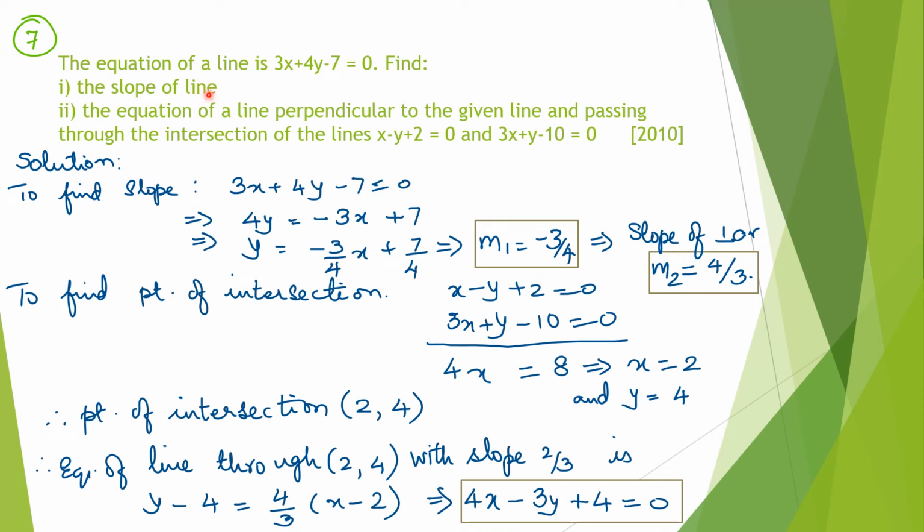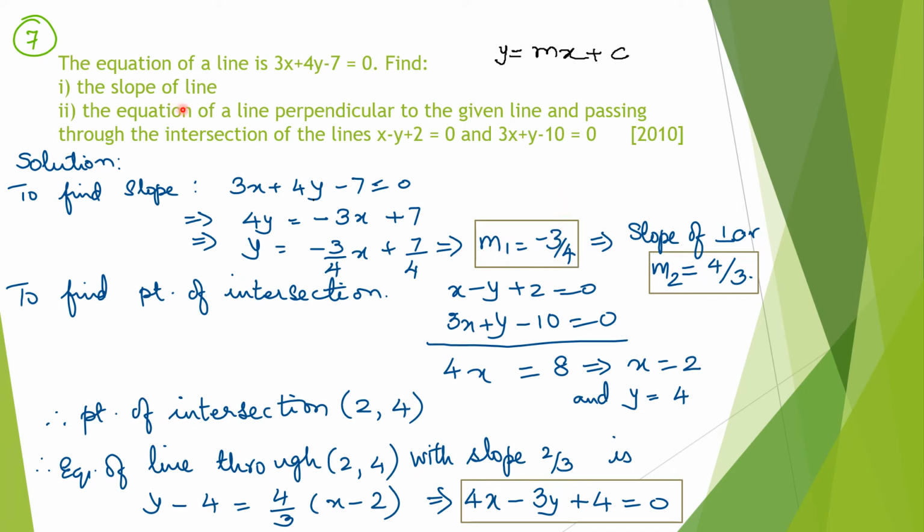The next question is, the equation of a line is 3x plus 4y minus 7 is equal to 0. We have to find the slope. Again I'm repeating, when you want to find the slope from the equation, you will convert it into y is equal to mx plus c. So you will write 3x plus 4y minus 7 is equal to 0 in this form. So y is equal to minus 3 by 4 into x plus 7 by 4. That means the slope of this line m1 is going to be equal to minus 3 by 4.